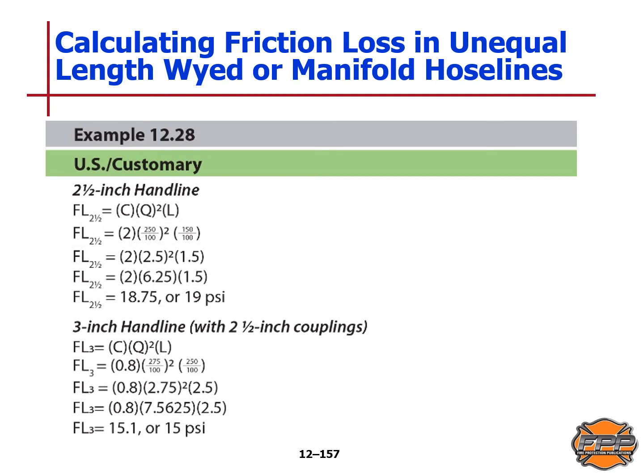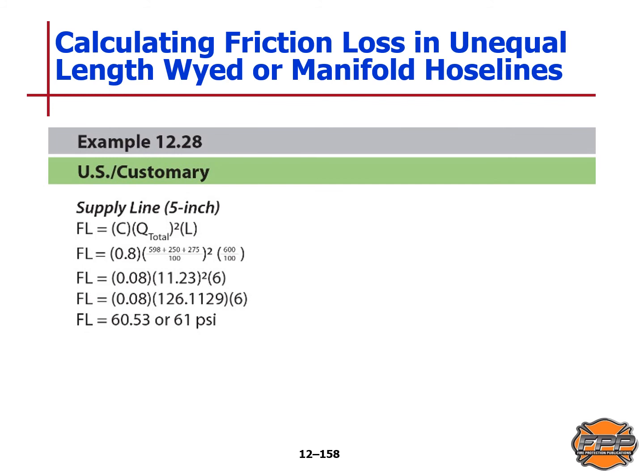So friction loss 3, once we plug in the numbers, is 0.8 times 2.75 squared times 2.5. So friction loss 3 is 0.8 times 7.5625 times 2.5. So friction loss 3 for the 3-inch hand line is 15.1, or 15 psi.